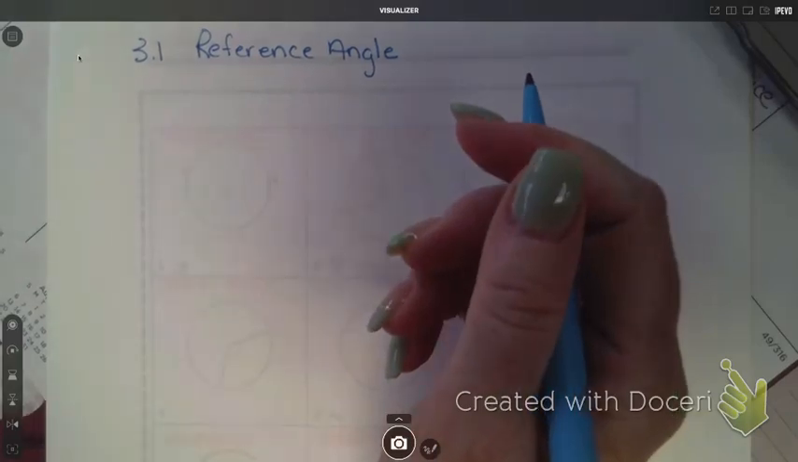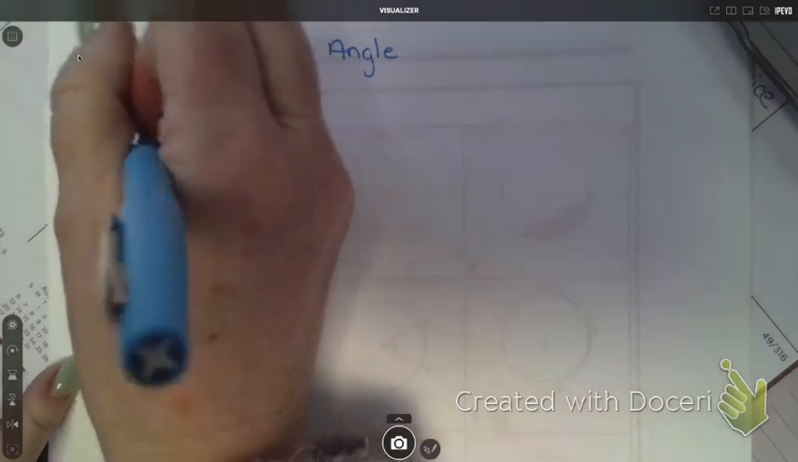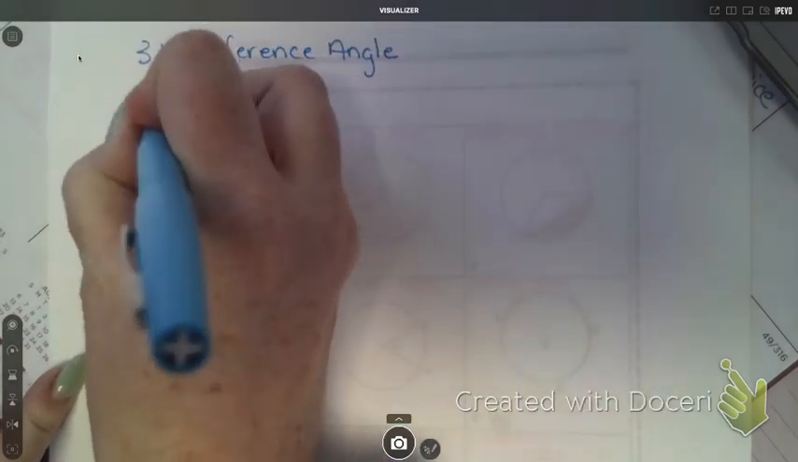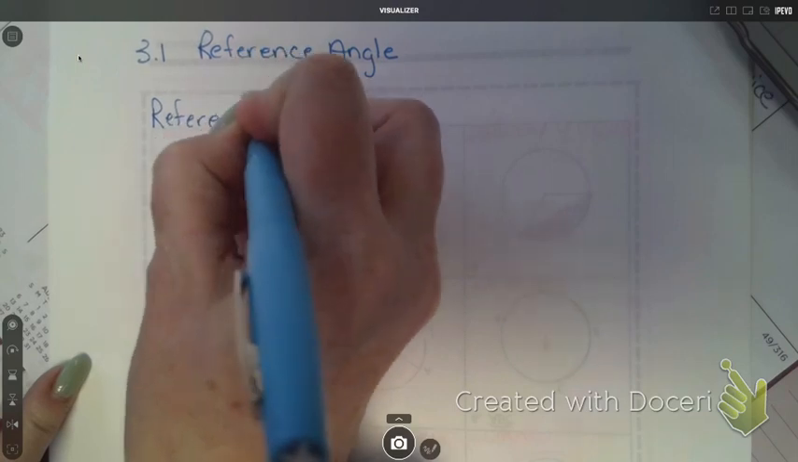Okay, today we're going to talk about reference angles, which we already have. Do you guys remember what a reference angle is? The angle you start with. Kinda. That you have to find opposite and adjacent from.